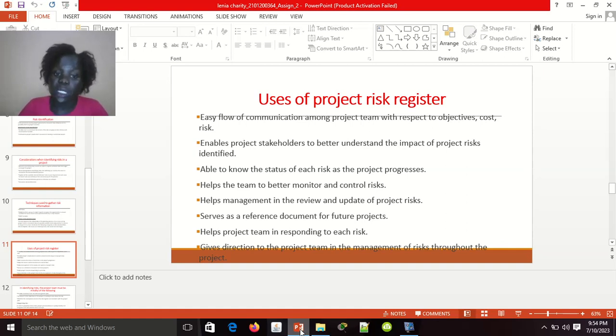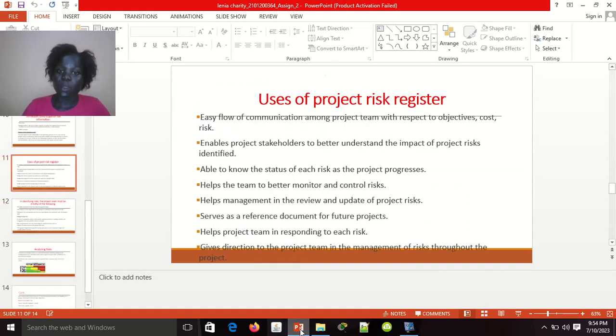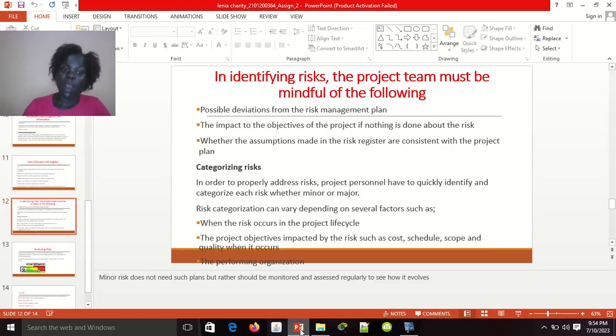It enables project stakeholders to better understand the impact of risks identified, and to know the status of each risk as the project progresses. So you will know that this is a minor one and that is a major one, so you can start with the major one and then handle the minor one afterwards. It helps the team to better monitor risks. So all these are the uses of the risk register.